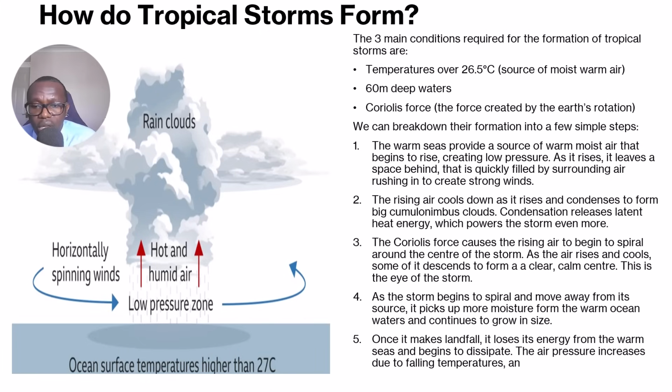And we can break down the formation of these tropical storms into a couple of simple steps here. And the first one is obviously those warm seas that are providing the moist air that then begins to rise. And as it rises, like we've seen before, it's going to create low pressure. And it leaves a vacuum behind it, obviously, as it rises, and that vacuum is quickly filled in by the air that is surrounding, rushing into that vacuum and creating very strong winds. Then as the air rises, it will cool down and condense and form big cumulonimbus clouds. And the condensation process as well is going to create latent heat energy, which will power the storm even more. Then thirdly, we have the Coriolis force.